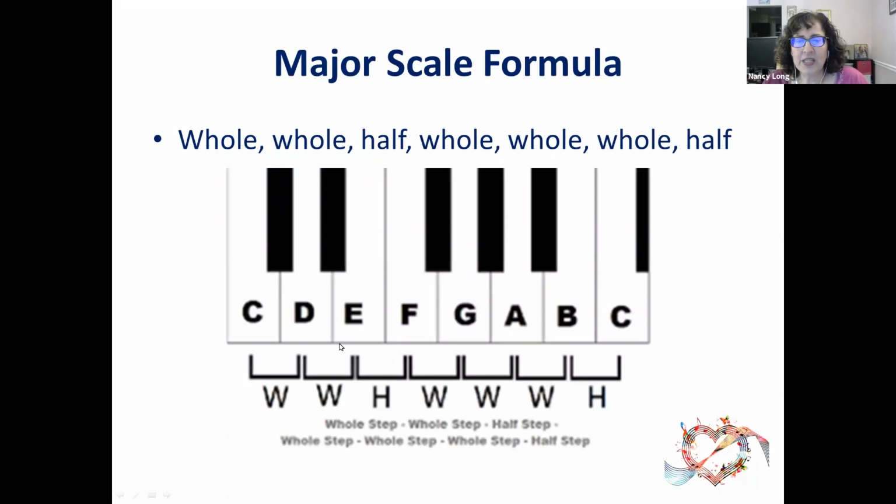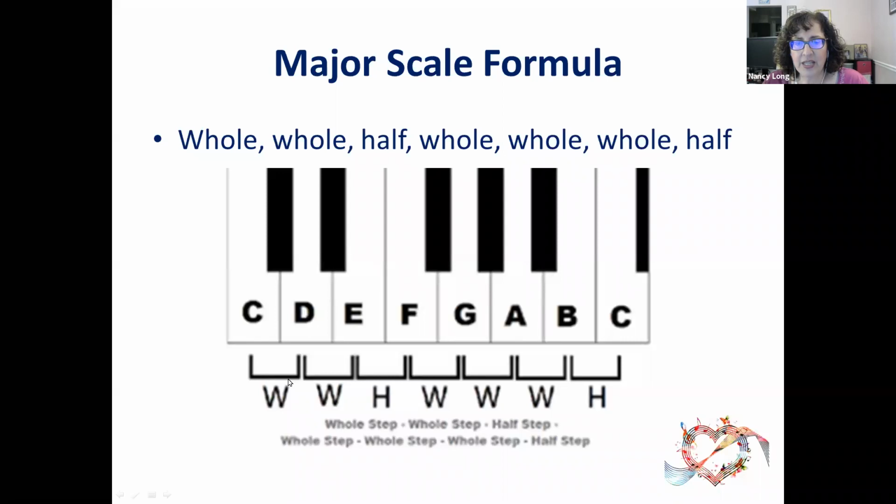Okay, so this is the formula for a major scale. We're looking at this piano, from C up to C, and we're playing all the white notes. We're not playing any of the black notes in this case in a C major scale. So the formula is a whole step, a whole step, and a half step, then whole, whole, whole, half. And here's how that goes.